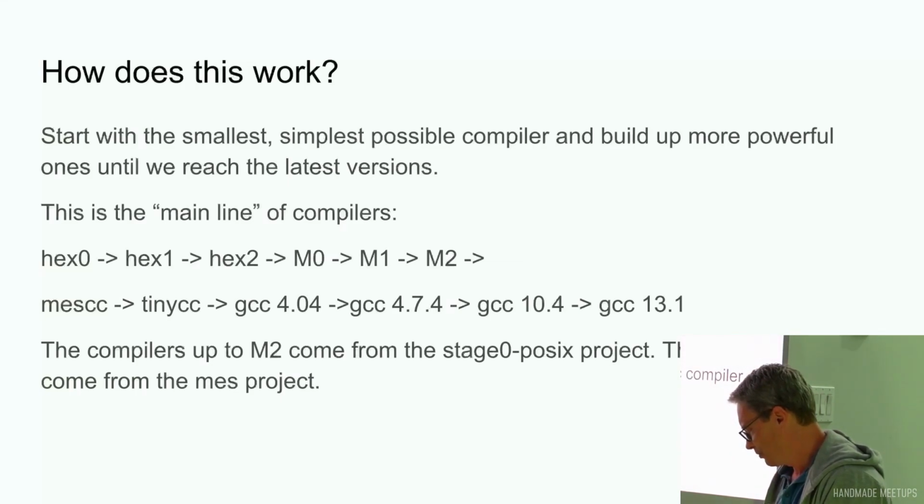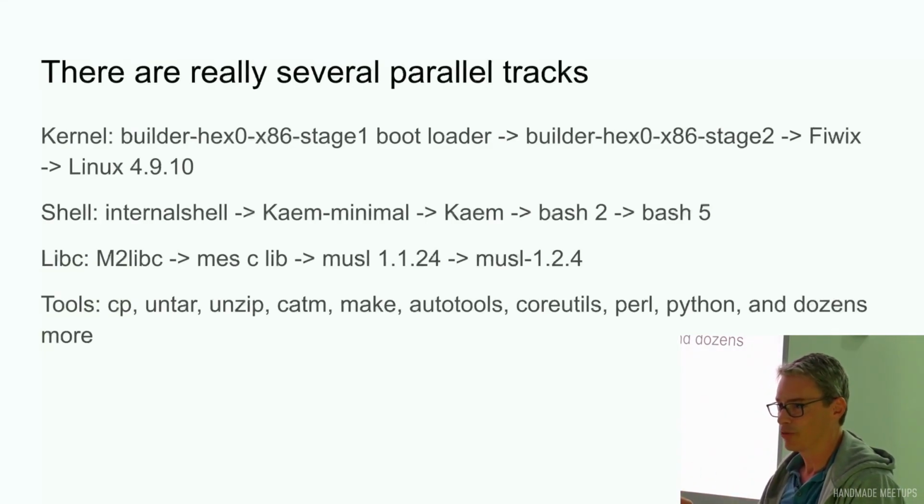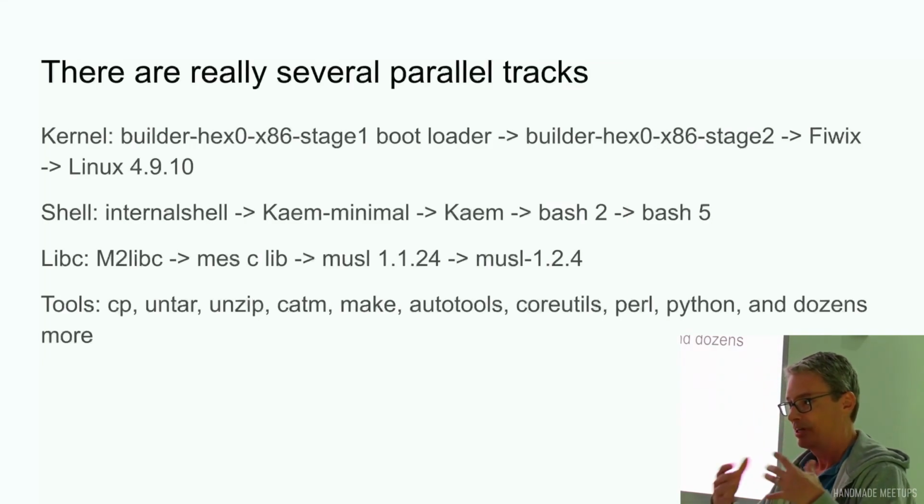And like I said, up to MES-CC, it's coming from, up to M2 coming from the Stage 0 POSIX project. But if you think about an operating system, it's not just compilers. What are the compilers running on? What's actually launching the compilers? You have a kernel, which has a shell and libc running on it.